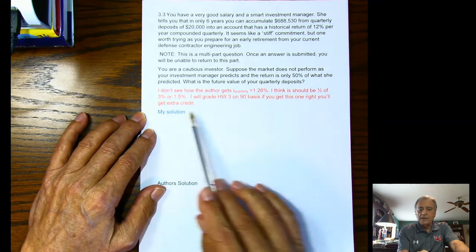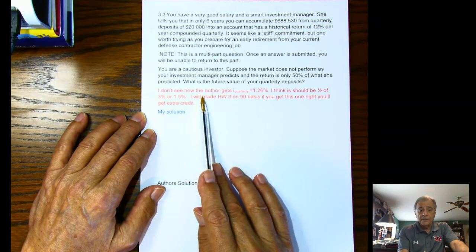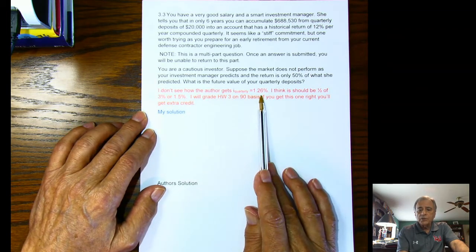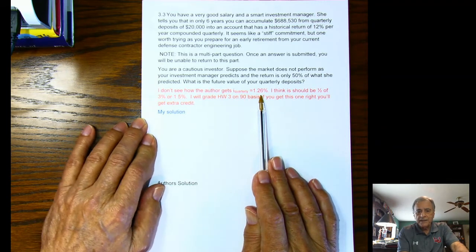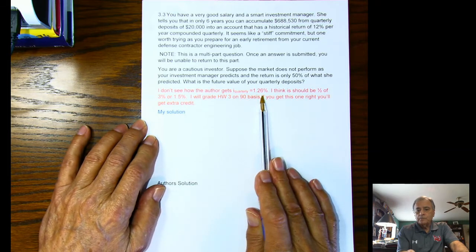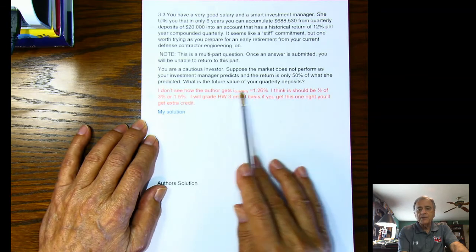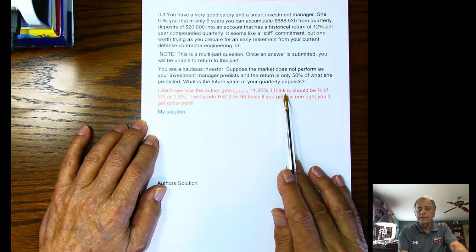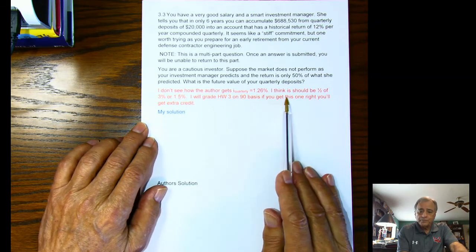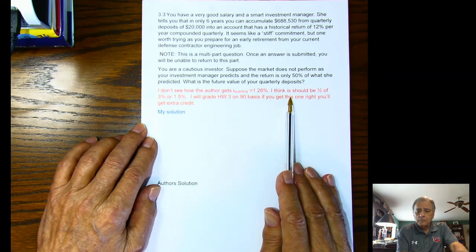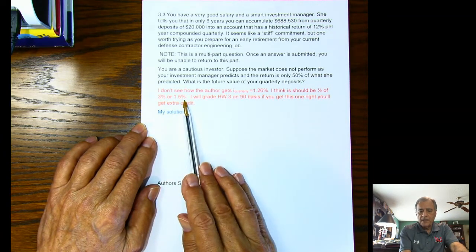I don't know how the author solves this problem in the answer key with 1.25% quarterly. I get 1.5% by dividing 12% per year by 2, which gives me 6% per year, and then since it's quarterly compounding, that becomes 1.5% per quarter. So I think it should be 1/2 of 3% or 1.5%.